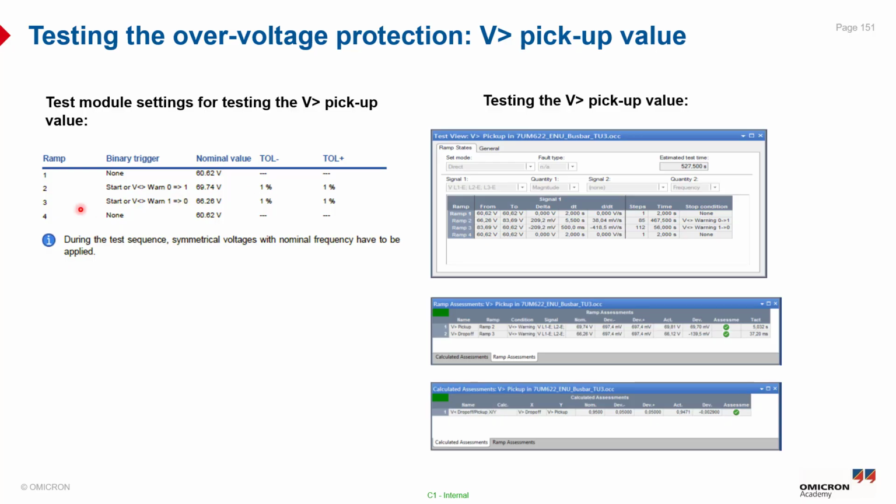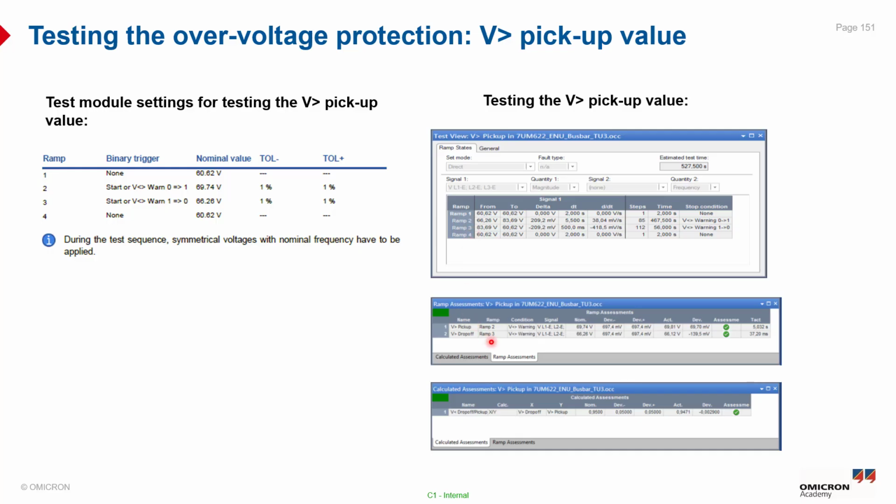In the same way, in ramp number 3, we will use the start or the warning signal as the trigger condition from 1 to 0, because we will ramp down. In ramp number 4, we will inject the nominal value again to reset all the overvoltage protection. So from the ramp states: ramp 1 has the nominal voltage, ramp 2 ramps up the voltage value to get the pickup value, ramp 3 ramps down or decreases the voltage value to get the drop-off value, and ramp 4 resets the relay again.